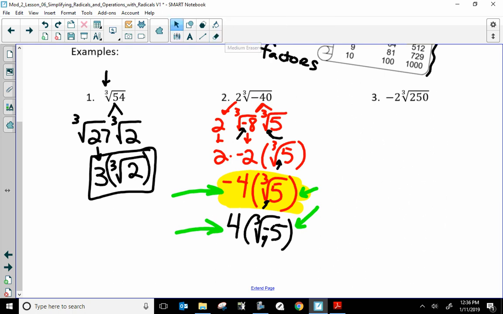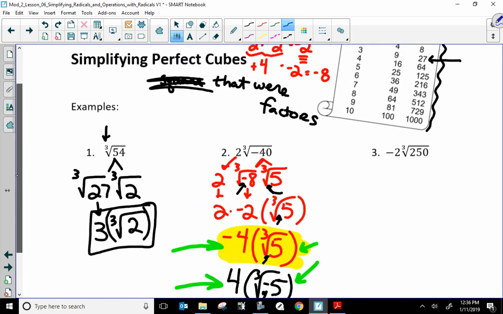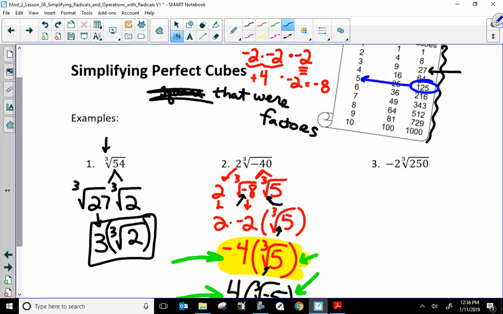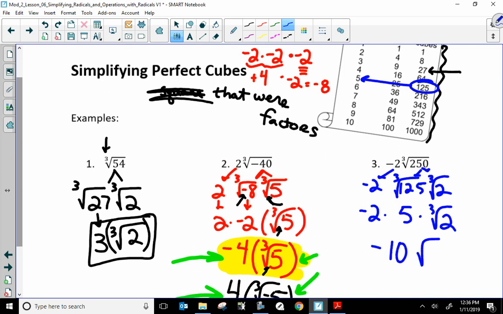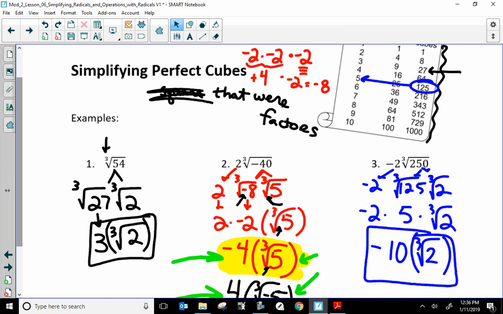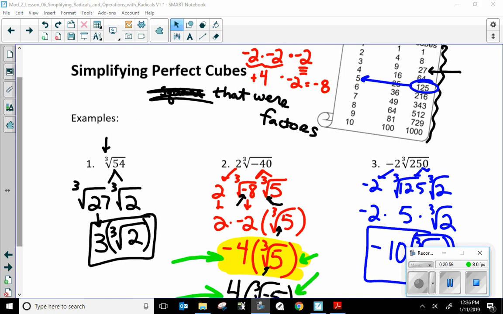And we're moving. Last one here. 250. I think 125 goes into that. And look at that, perfect cube. It's 5 cubed. So I'm going to take my -2, just carry that along. 125 times 2 is 250. I'm still taking the cube root of these. So this is -2 times 5 times the cubed root of 2. That one was easy. -10 times the cubed root of 2. I want that 3 with my radical sign, and I am done. Let's go. Oh, plenty of time.